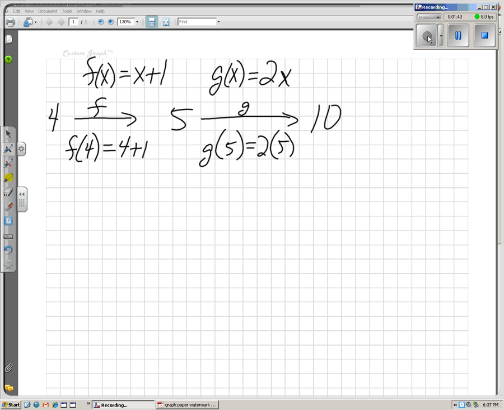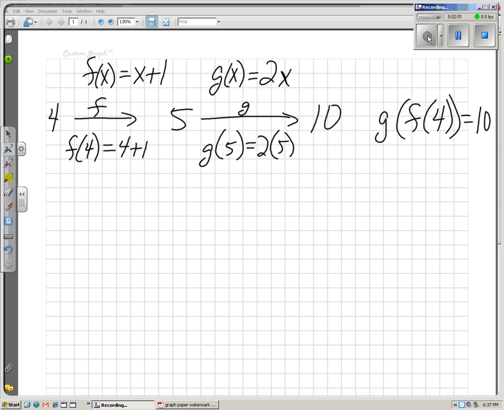Now how do we say this mathematically? We say, well, what's the first thing we did? We took 4 and ran it through the f function. Then we took that answer and ran it through the g function, and we got 10. So we say g of f of 4 equals 10. In other words, it's a composite function.